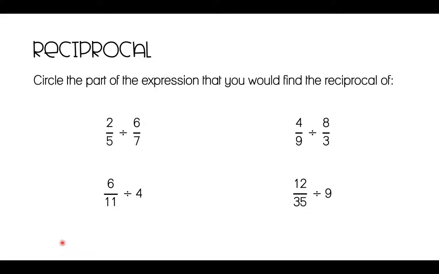Now, I want you to circle the part of the expression that you will find the reciprocal of. So these are all divisions, so which one, just circling them, do you need to find the reciprocal of? So the first one is 6/7. Now pause this and do the other 3 and then come back. So hopefully you circled 8/3, 4 and 9 because we always find the reciprocal of the second fraction.